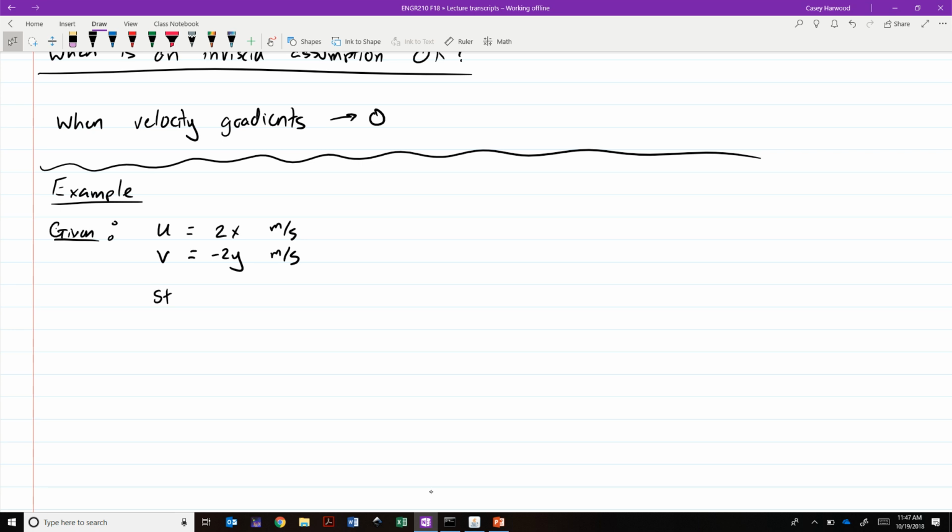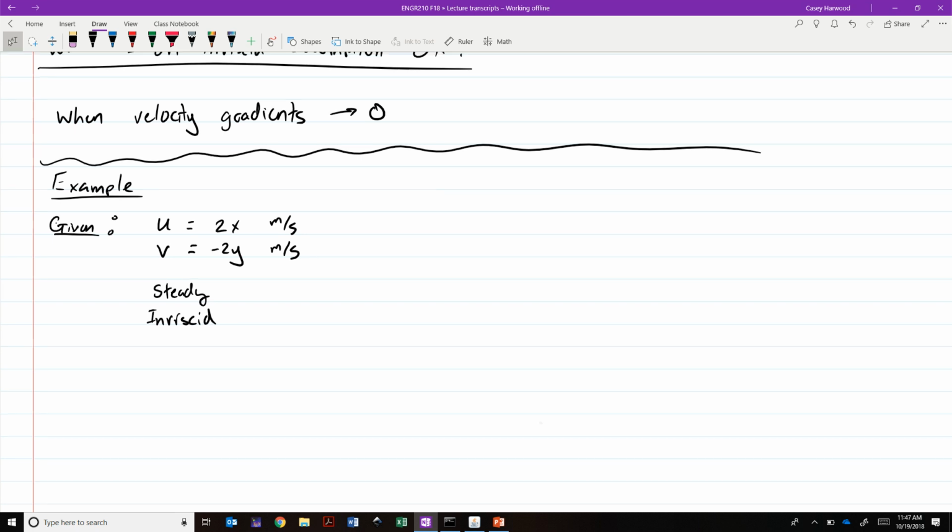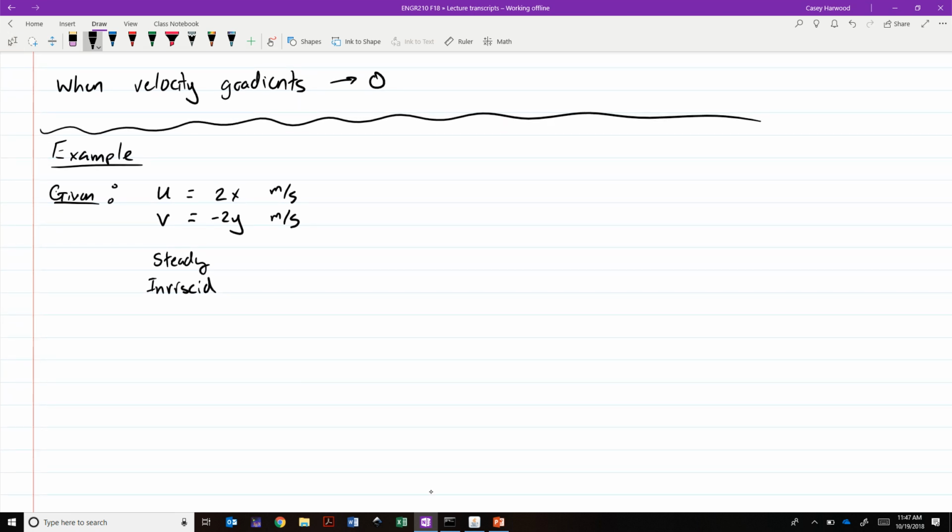We assume that the flow is steady and inviscid, and that the vector g is equal to negative gravitational acceleration times j, that is, it's pointing in the negative y direction. Are we able to find dp dx, dp dy, and, if possible, pressure as a function of x and y? Okay. So pressure gradients and pressure itself, a unique solution to the pressure.